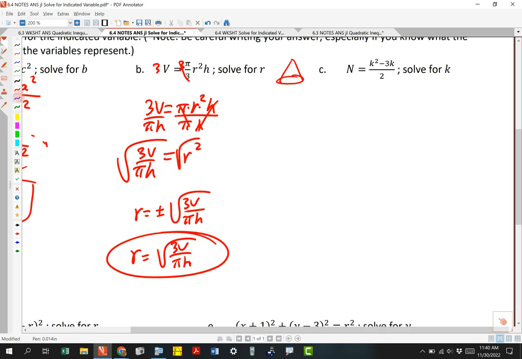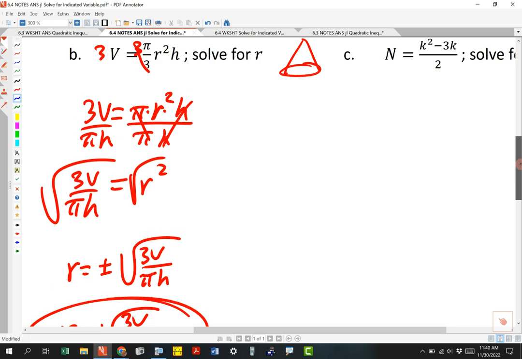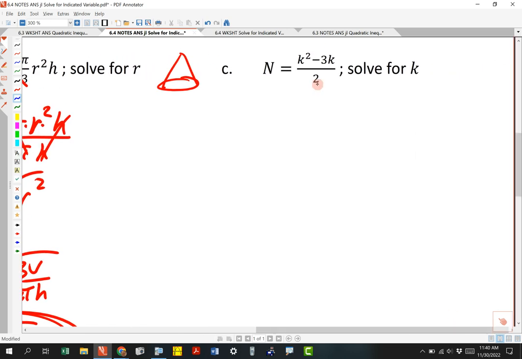All right. What's the only variable as far as we're concerned? K. K is the only variable. So I'm going to zoom in on this, and we want to get k by itself. So the first thing I'm going to do is get rid of the 2 because I don't want to work with that denominator. So we'll multiply both sides by 2. So this is 2n equals, and this cleans up nicely, k squared minus 3k. Now, here's the issue. Both the ones that we've solved so far, they're quadratics because we're solving for a squared variable. We've got a k squared in here, so this is a quadratic.